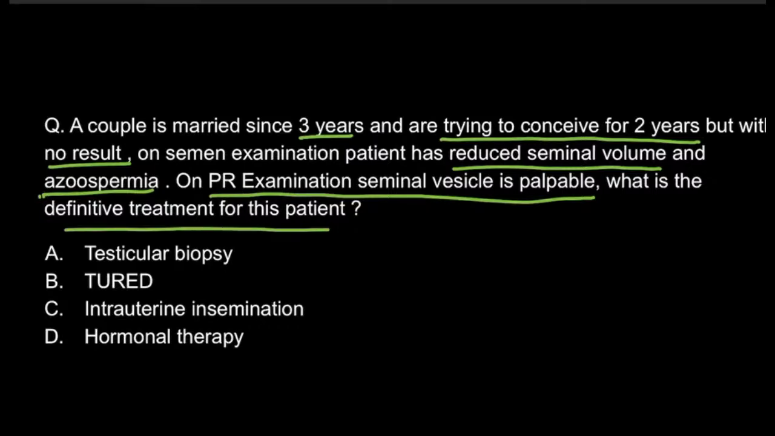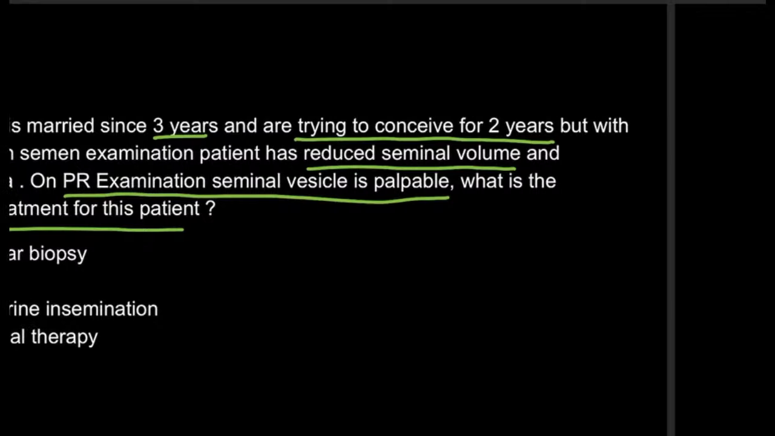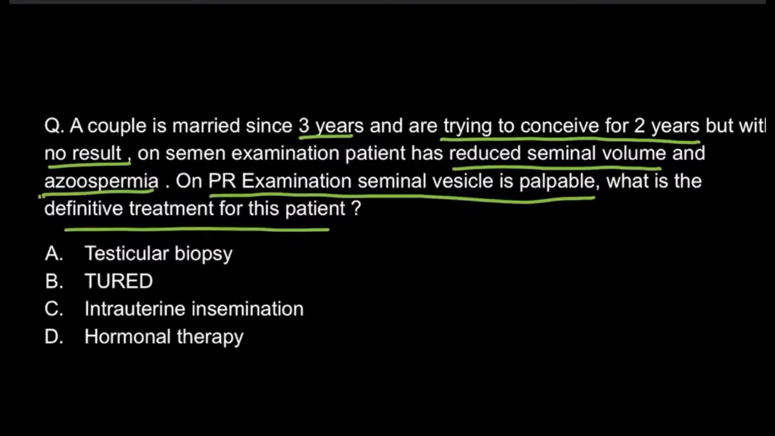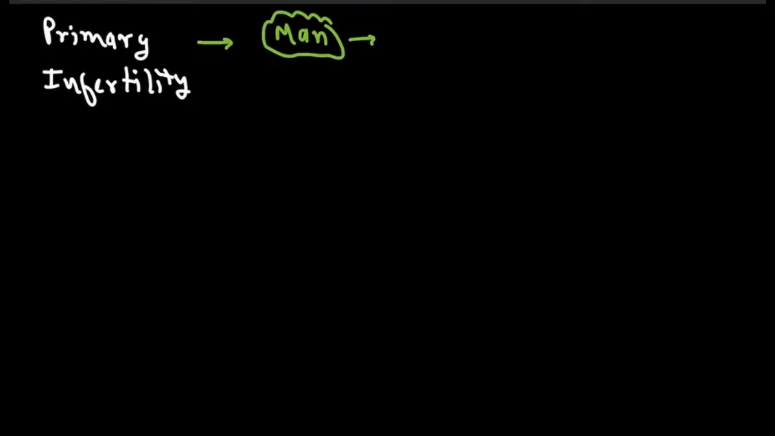So let us break down this particular question, guys. Here what do you have? You have a couple who basically has primary infertility. Married since 3 years, not able to get a child for 2 years. So the patient has primary infertility. Obviously you will go in for an evaluation. So you went in for the evaluation of the man. The findings are available. The man had a reduced seminal volume.